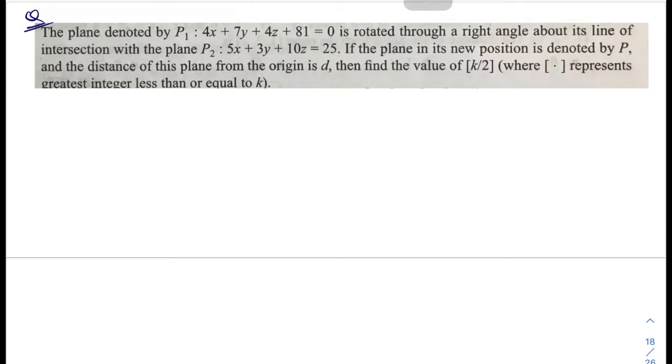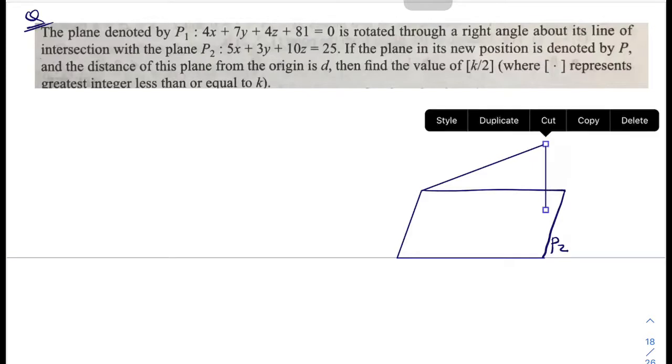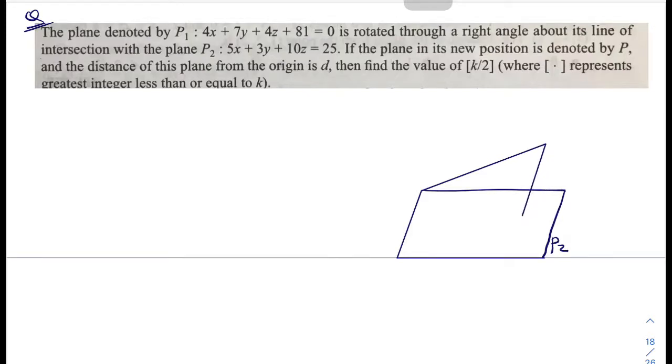This is another such question. It is given that the plane P1 is rotated through a right angle. It is rotated by an angle of 90 degrees about its line of intersection with the plane P2. So let us try to draw a rough sketch of these two planes. Let us consider this is plane P2, and this was plane P1, and this is our line of intersection.